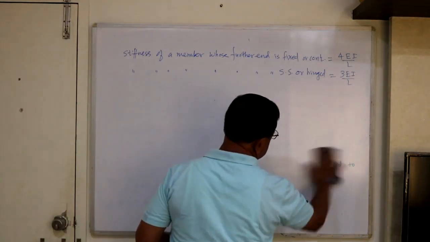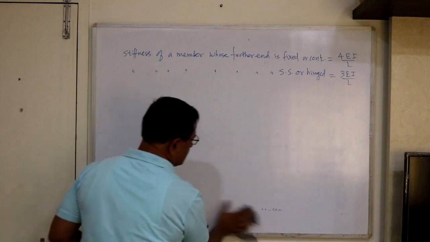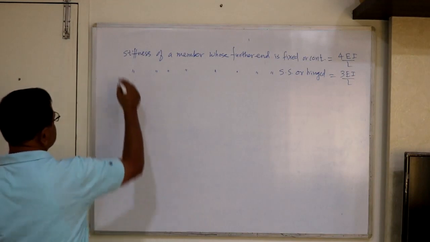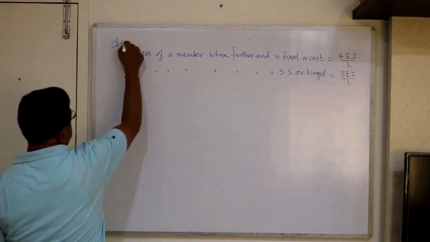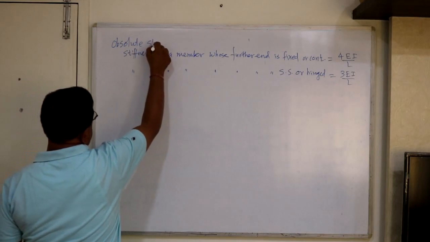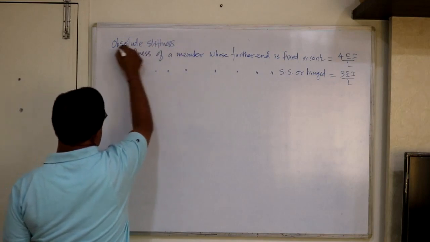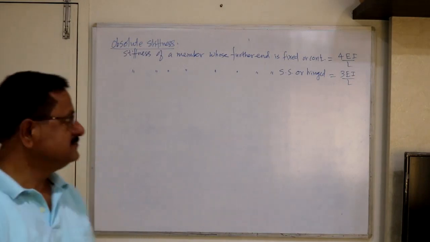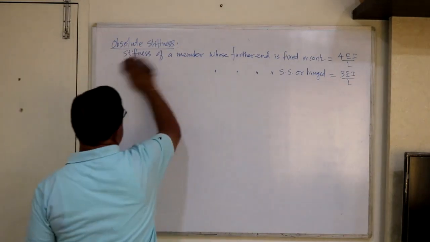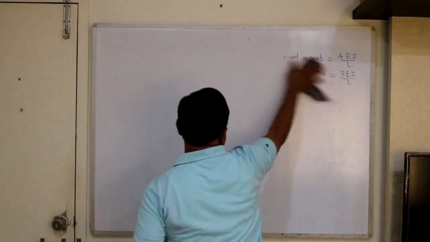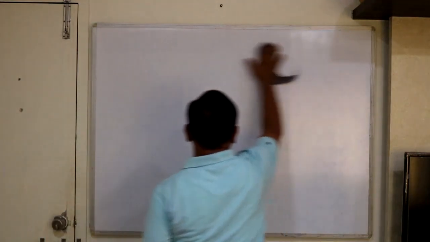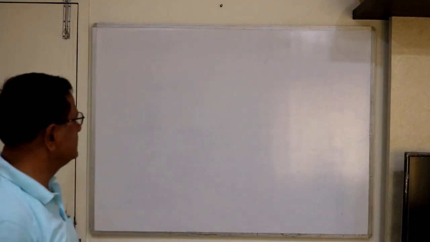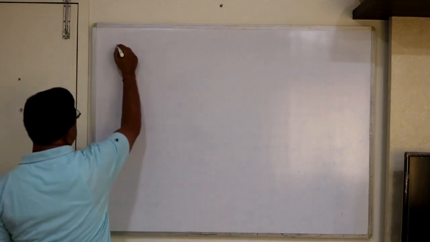Now, these stiffnesses are called absolute stiffnesses. So these are the absolute stiffnesses. Now next, let's consider one more theorem that is called the distribution theorem. So carryover theorem, first we have seen the stiffness of a member, how to calculate, and then the next one is the distribution theorem.